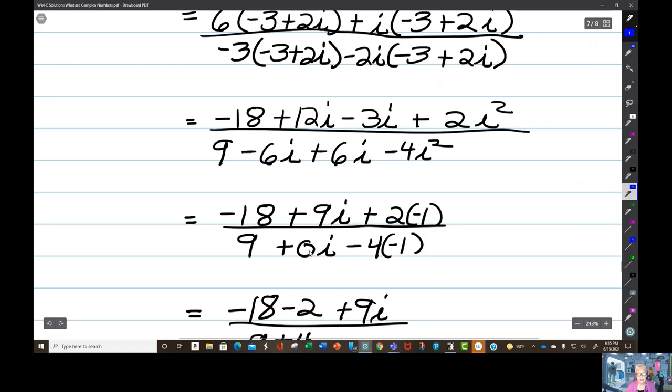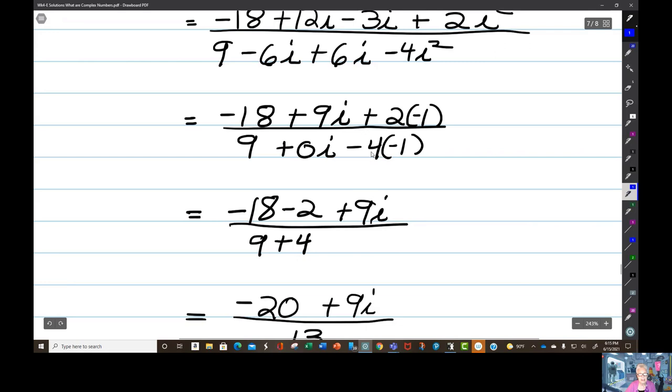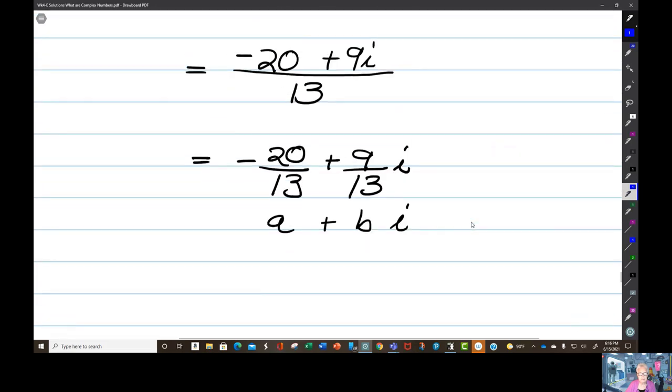Negative 6i plus 6i is 0i, which is 0. Minus 4i squared, times negative 1, is plus 4. It's not an i. Negative 4 times negative 1 is plus 4, because i squared is negative 1. So here's what we're left with. We're going to have negative 18, positive 2 times negative 1 is minus 2. We're going to have minus 20 plus 9i on top and 13 on the bottom. So we'll have negative 20 over 13 plus 9 over 13 times i. And that's our a plus bi form.